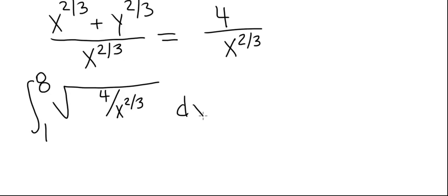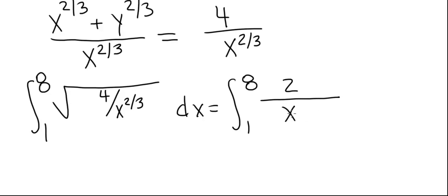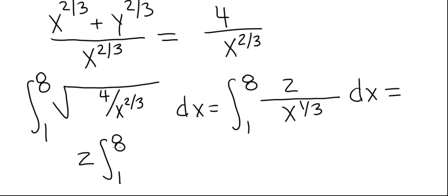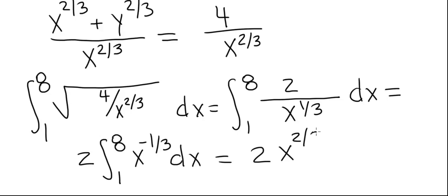And this simplifies to the integral from 1 to 8. Square root of 4 is 2, and square root of x to the 2/3 is x to the 1/3. So it turns out to be quite a simple integral. So we have 2 times the integral from 1 to 8 of x to the minus 1/3 power, and this is equal to 2 times x to the 2/3 divided by 2/3 evaluated from 1 to 8.